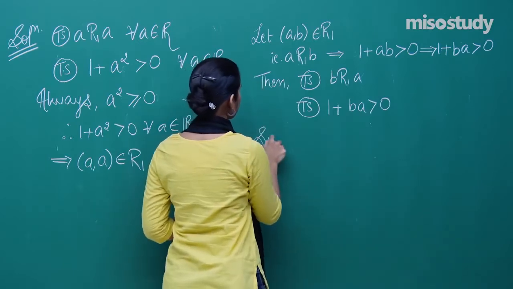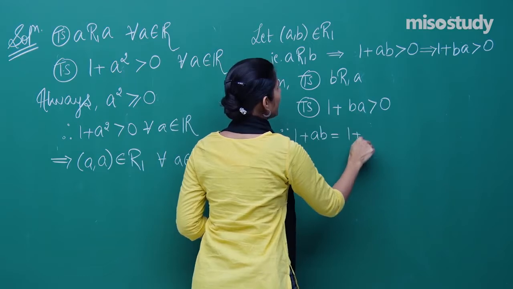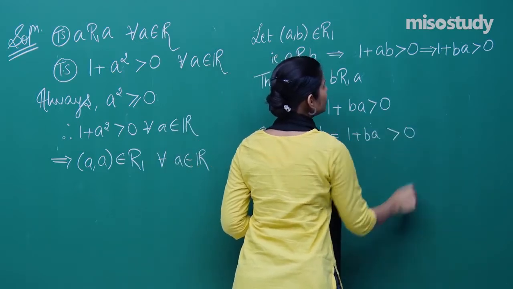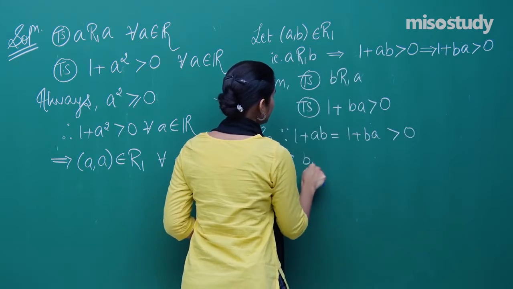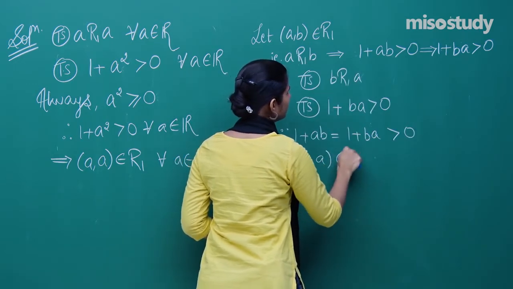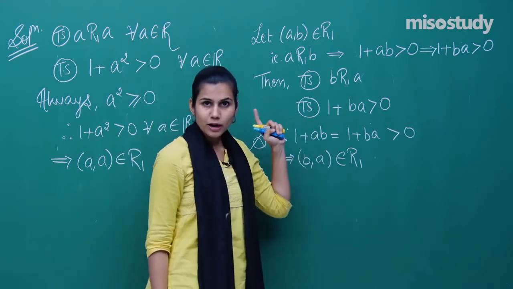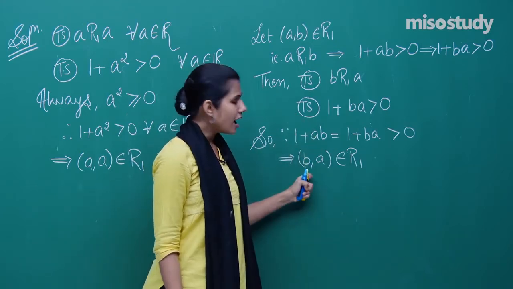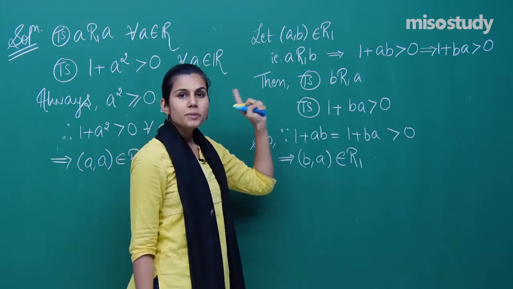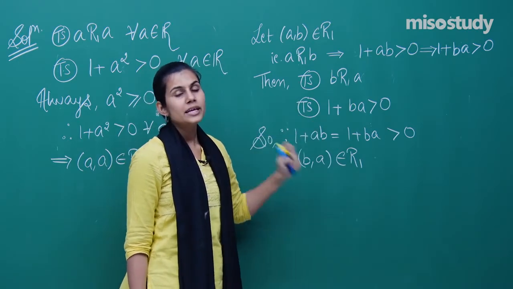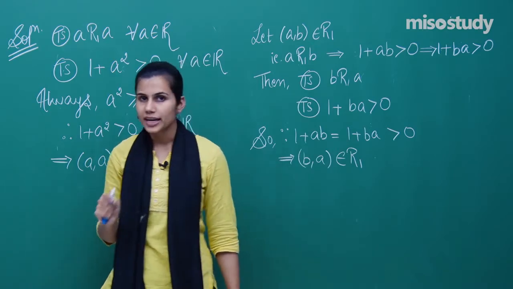And so, since 1 plus A into B is same as 1 plus B into A which is greater than 0, this implies B is related to A under the relation R1. And because there is nothing special about A and B over here, they are arbitrary real numbers chosen. That is why if A is related to B under the relation R1, then B is related to A under the same relation is true for every real number A and B.